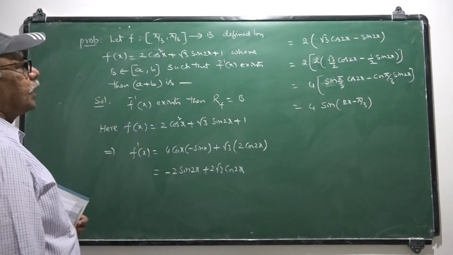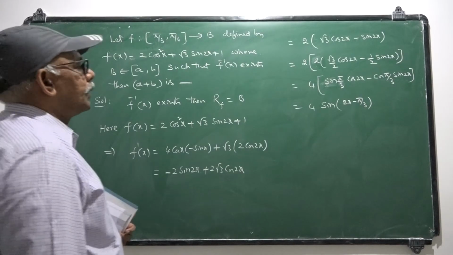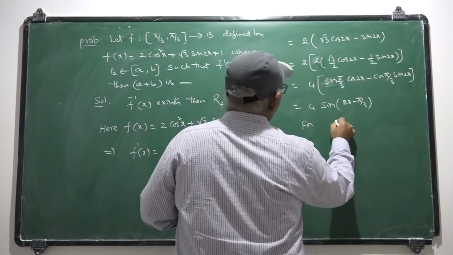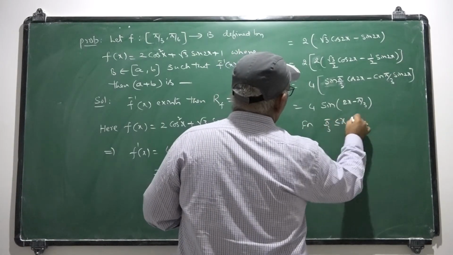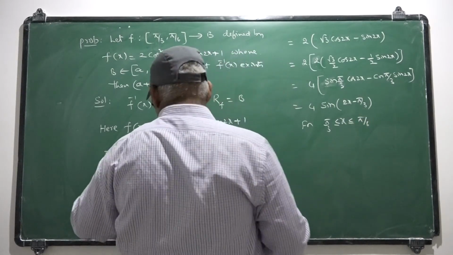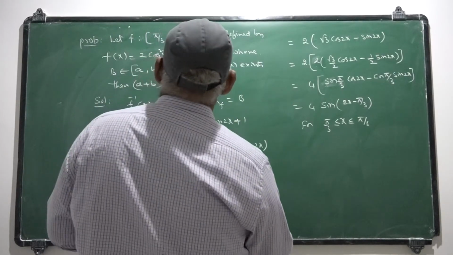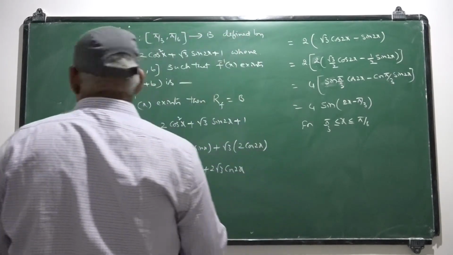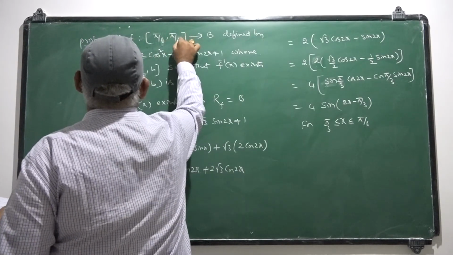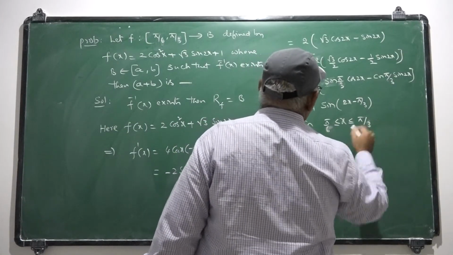As x lies between pi by 6 and pi by 3. The given interval is pi by 6 and pi by 3, not pi by 3 and pi by 6. I thought that this is 6 and 3.